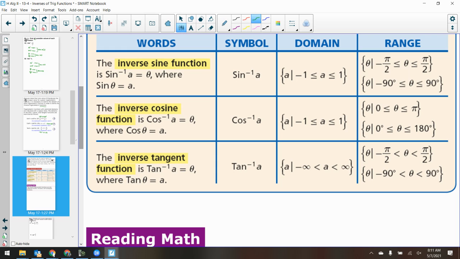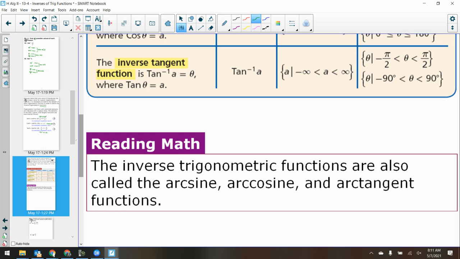Why is that the case? Because as I trace along the unit circle, isn't tangent y divided by x? I can get x values that get really, really small. And when I get x values that are really small, the bottom of the fraction gets really small, which makes the number big. Okay? That's why I see the inverse tangent has a domain from negative infinity to positive infinity.